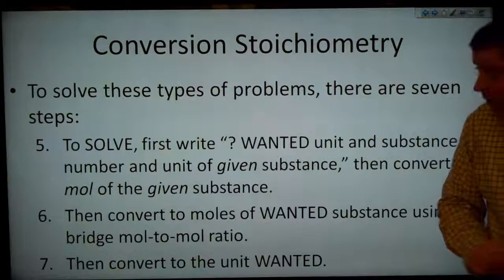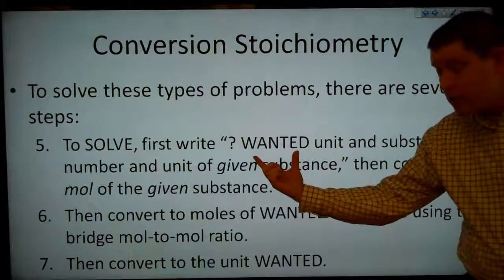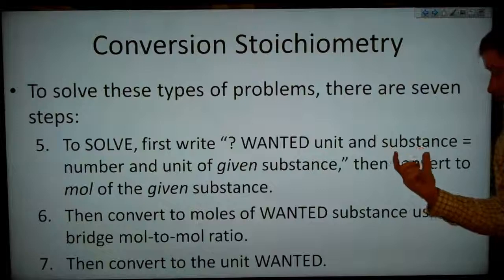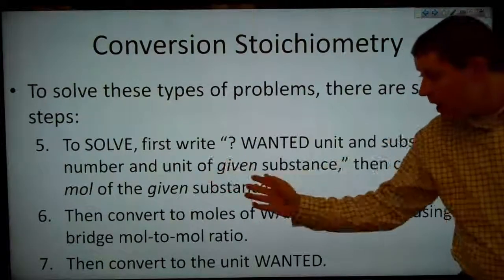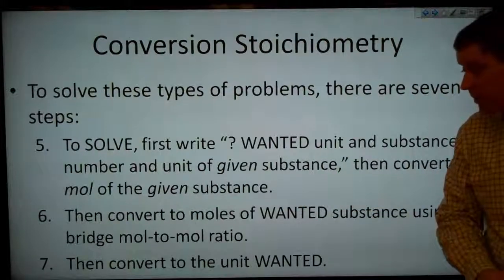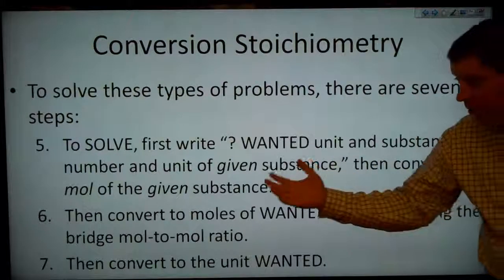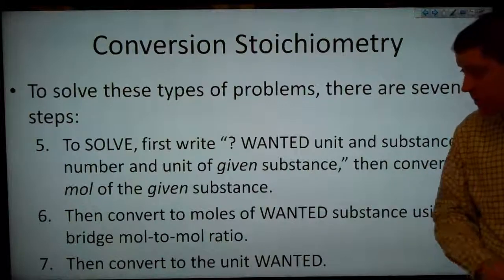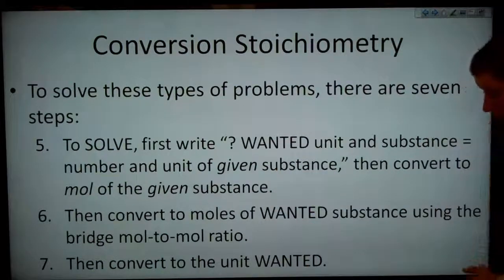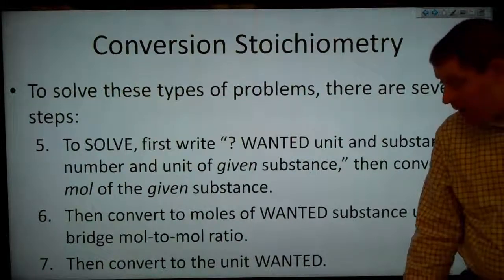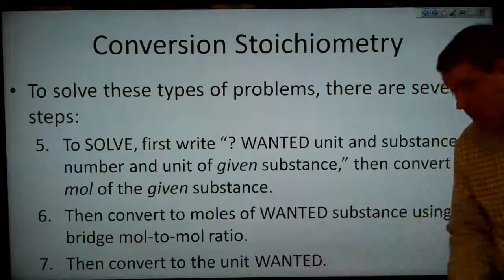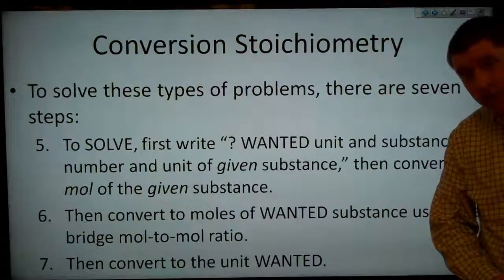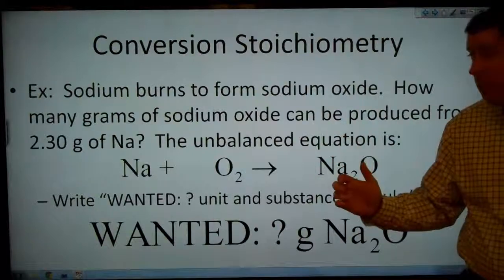Next, in order to solve, first we write the wanted unit and substance, and then equals the number and unit of our given substance, and then we convert to moles of our given substance. Then we convert to moles of our wanted substance using our bridge mol-to-mol ratio, and then we convert from moles of our wanted substance to whatever other unit we have in our wanted. So let's look at an example.